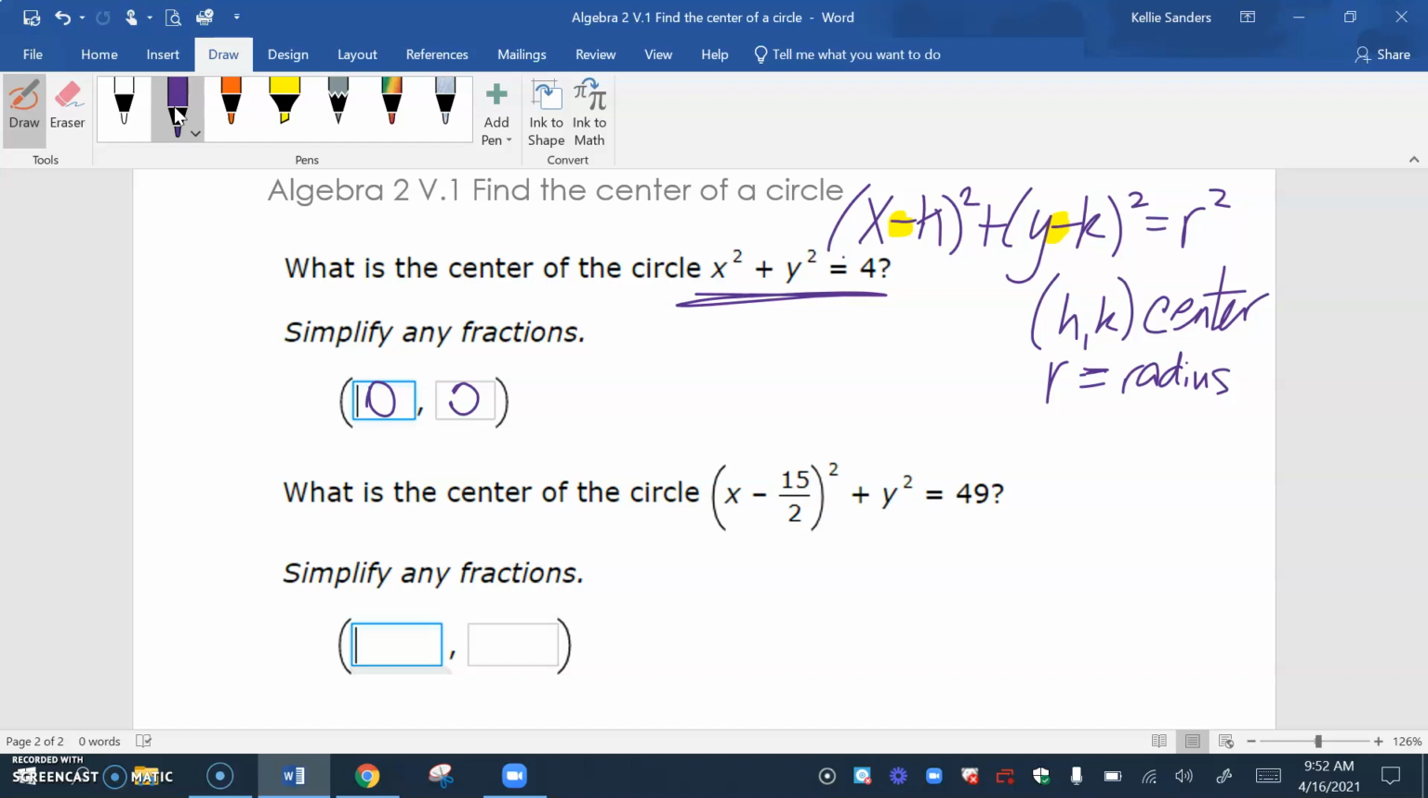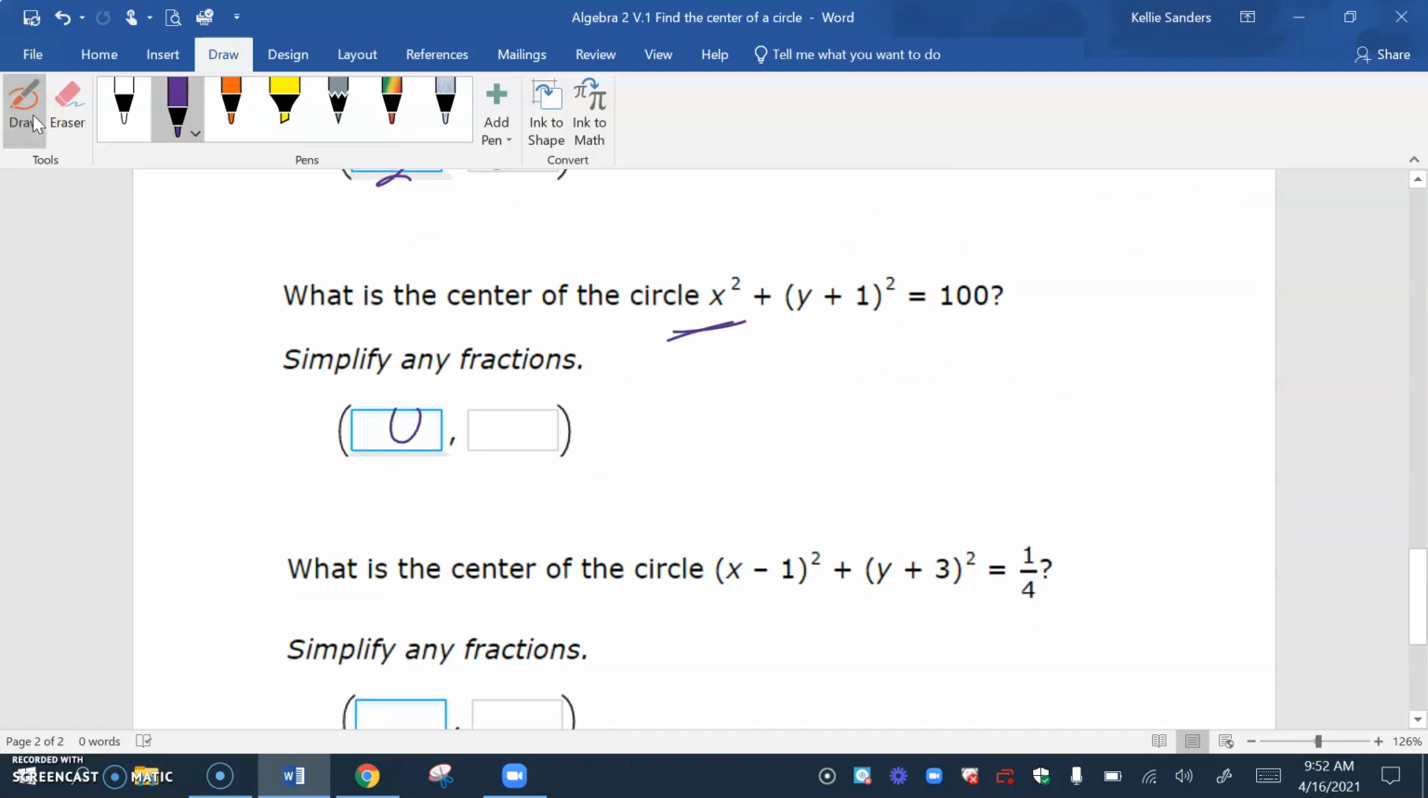But on this one, there is no number with the y, or basically the y is not in parentheses. But you see this negative sign? The negative sign is already there. So your h is just what your h is. Or it's the opposite of what negative 15 over 2 is. So 15 over 2 is your x and 0 is your y. Short order, you just take the opposite of it.